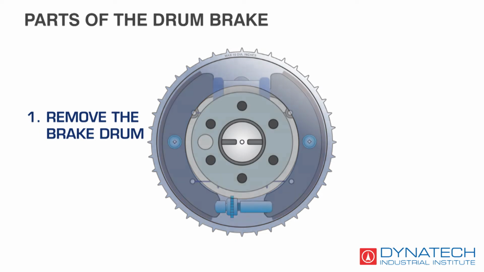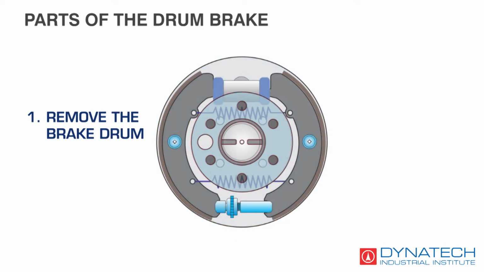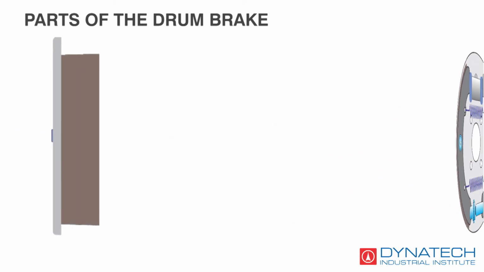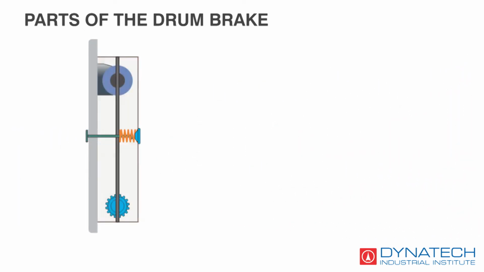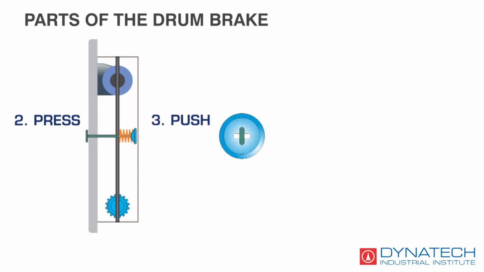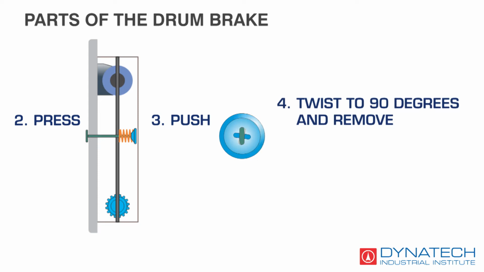To disassemble the drum brake: 1. Remove the brake drum. 2. Remove the hold down kit by pressing the pin. 3. Push the cap. 4. Twist the cap 90 degrees and remove.